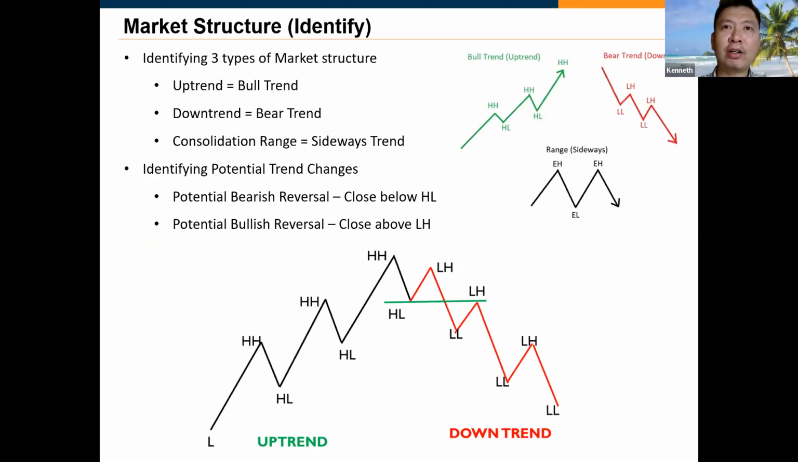Lastly, there is a consolidation range where the market is on a sideways trend with almost equal highs and equal lows. The key in trading these market structures is therefore in identifying potential trend changes and catching the trend early. Now, this is easier said than done. We don't want to catch a trend too early as it might be a false indicator, and we don't want to catch a trend too late because by that time, the trend might already be losing momentum.